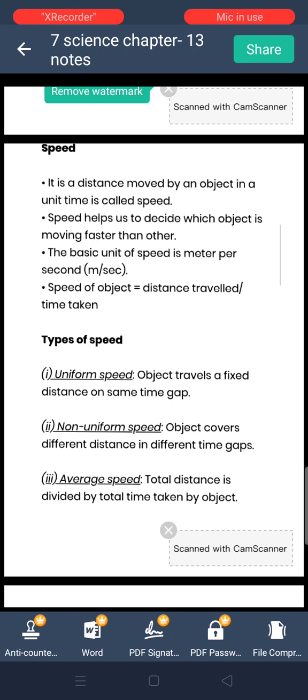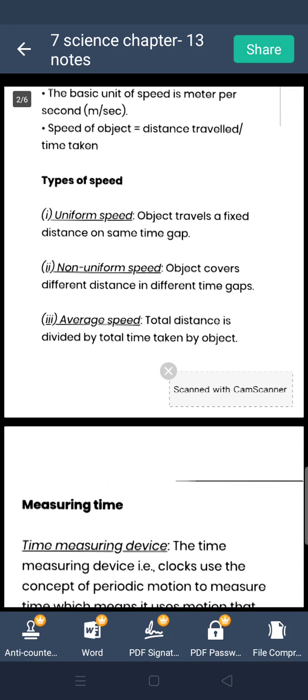Non-uniform speed, when an object covers different distances, different time gaps, or we can say different distance, different time intervals, then it is said to be showing non-uniform speed. Average speed, the total distance is divided by total time taken by object. So how we can calculate the average speed? Average speed can be calculated through total distance divided by total time taken by object.